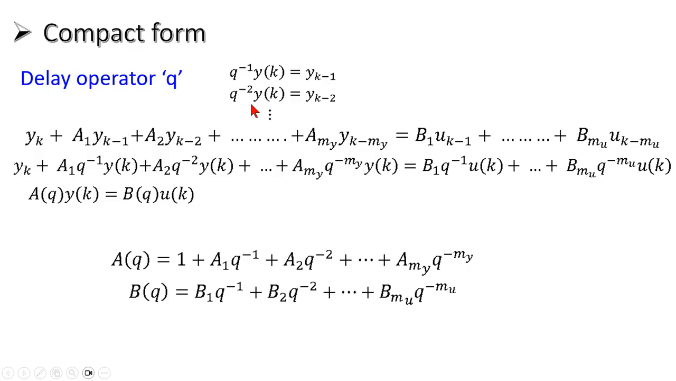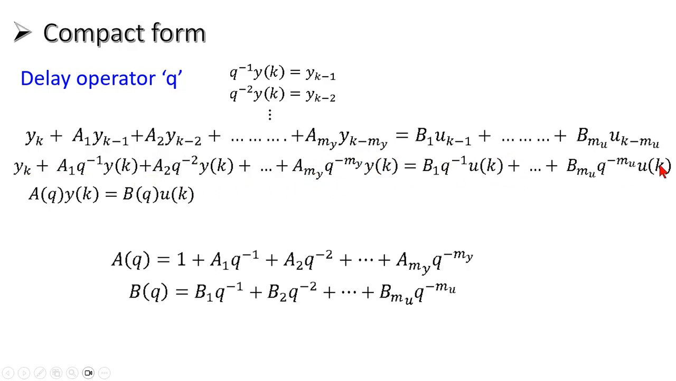Similarly for the inputs, we can also use the delay operator. To represent u(k-1), which is the input that was one time step before u(k), we use the delay operator q to the power -1 on u(k). To represent u(k-2), we will use the delay operator, since u(k-2) is a 2 sample delay of u(k), and so on. We will write this for all of the terms that arise here in this ARX model.